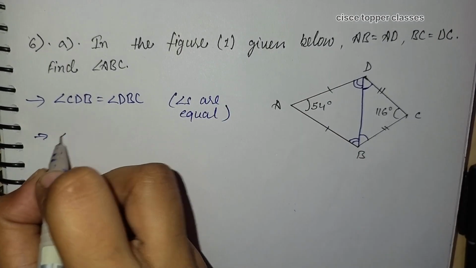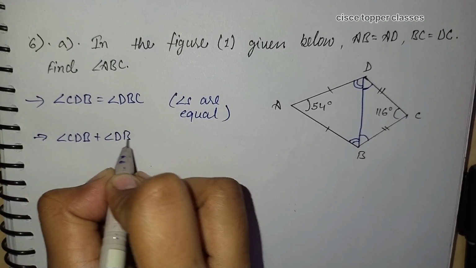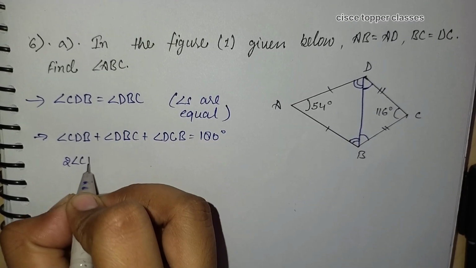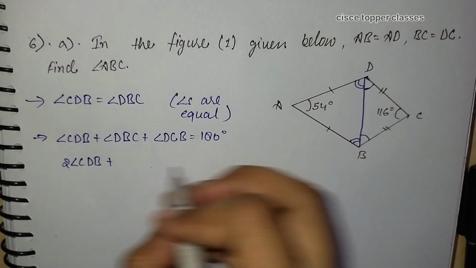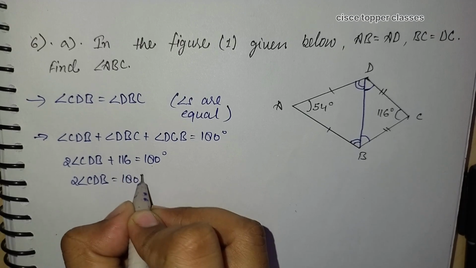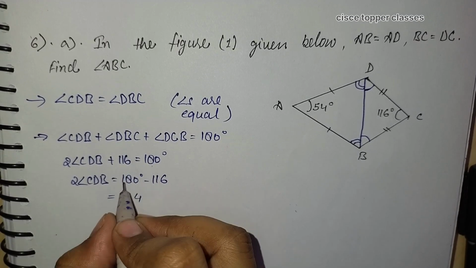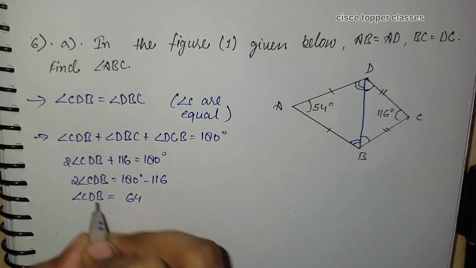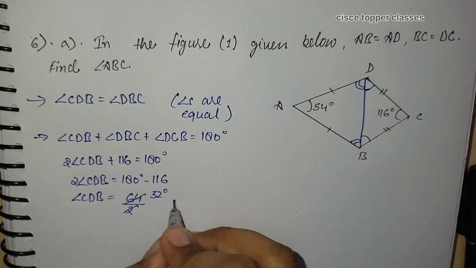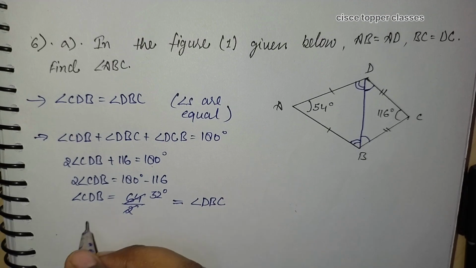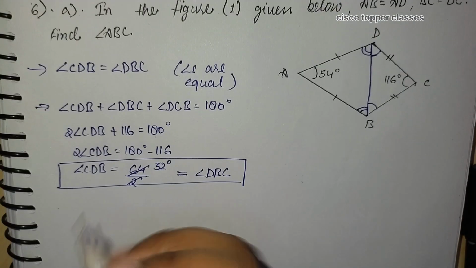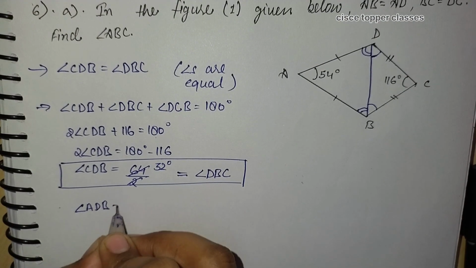Now to find the value of this, we can write CDB plus angle DBC plus angle DCB is equal to 180 degree. Simply putting the value, we can write it as 2 CDB, because these two angles are equal, plus angle 116 equal to 180 degree. So 2 angle CDB is equal to 180 degree minus 116. So this will be 64 degree. And angle CDB is equal to 64 divided by 2. So it will be 32 degree here. And this 32 degree is equal to angle DBC. Now this is the answer here. Again, to find this angle, we can apply the same process here, because ADB is equal to angle ABD.